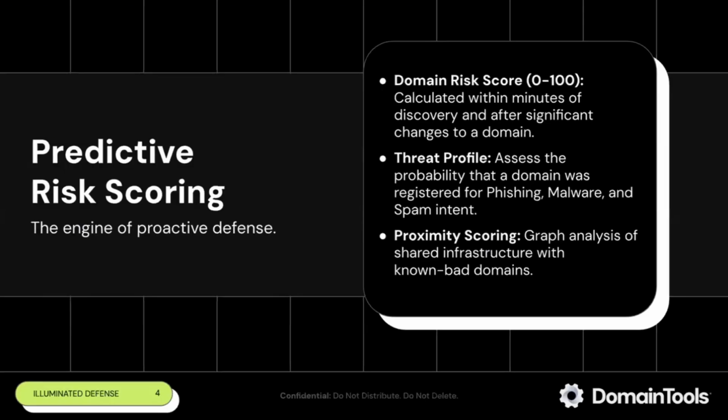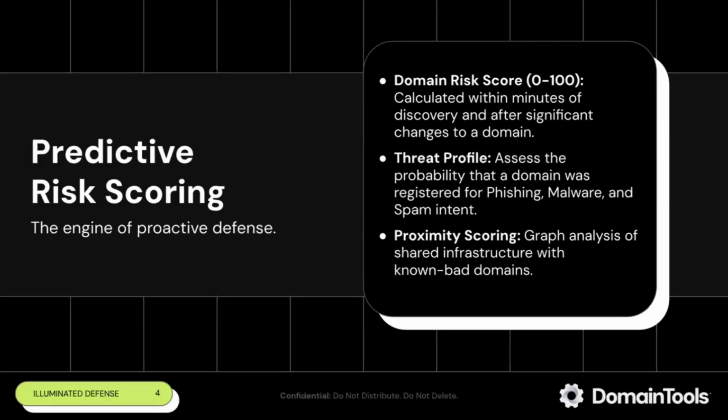Second methodology that we apply in our risk scoring is what we call proximity. This is really a guilt by association measure. So if a newly registered domain, maybe seemingly innocent, is hosted on the same IP subnet as 50 known malware domains and shares an identical SSL cert subject hash, that proximity score might spike.